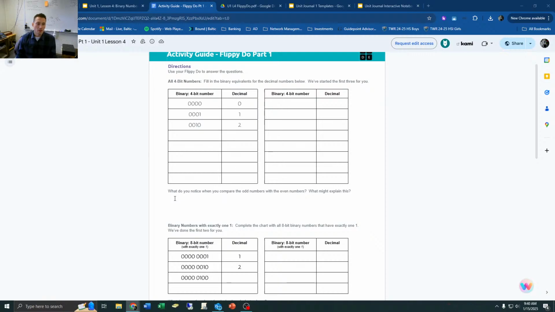This is because the 0 position is the only position with an odd value. The rest of the positions are multiples of 2. The only way to get an odd value is to include the ones place, which is in the position of 0. Okay, so we can put something along those lines in this space here.